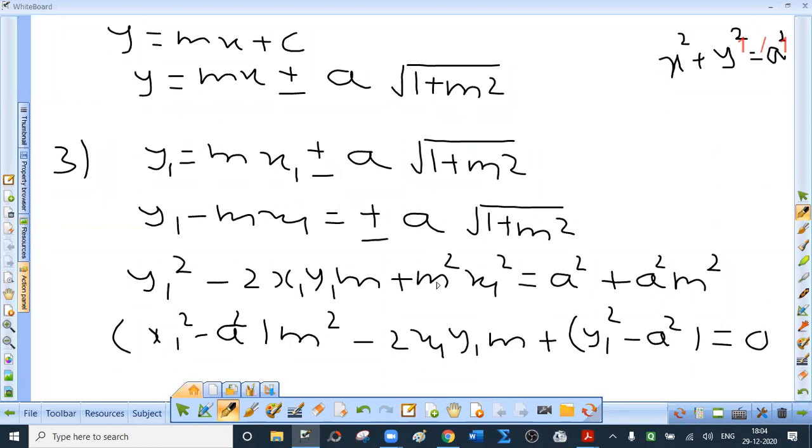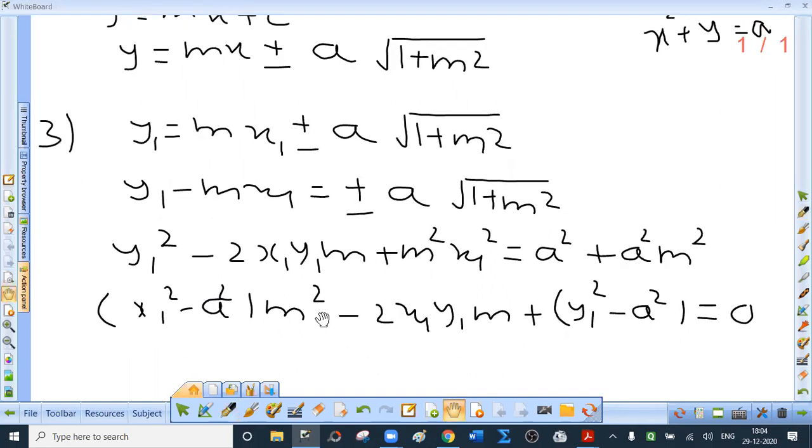Bring these two terms to LHS. Take m square common from what? From terms containing m square. Simple. So x1 square minus a square and so on. Now you have to argue that this is a quadratic equation in m. Its two roots are the slopes of the two tangents which may be drawn or can be drawn from x1, y1 to the standard circle.